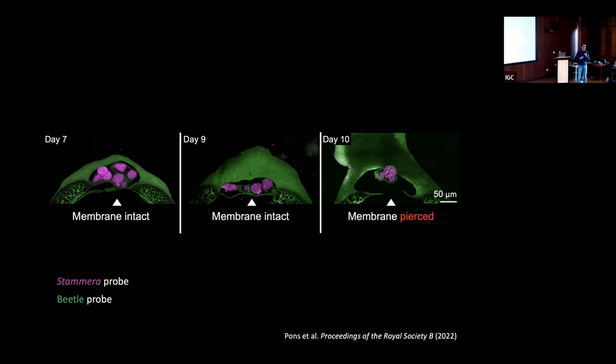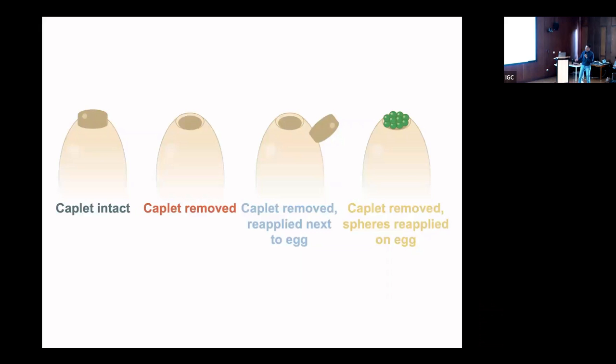And so in order to test that question, she designed an experiment where she compared her symbiotic and aposymbiotic treatments to two other experimental treatments. One where she removes the caplet and puts it immediately outside of the egg, requiring the larvae to essentially leave the egg to go get the symbiont. And then she had another group where she compared the infection frequencies when she reapplied the contents, the spheres of these caplets, to the anterior pole of an aposymbiotic egg, effectively telling us that access to the spheres while inside the egg is essential for Stammera acquisition.